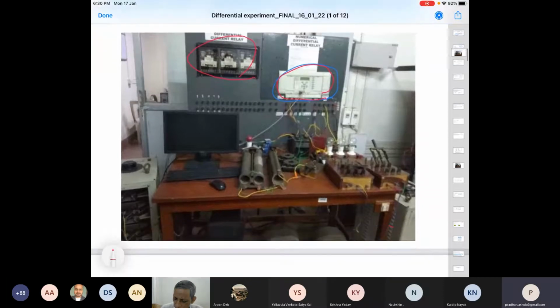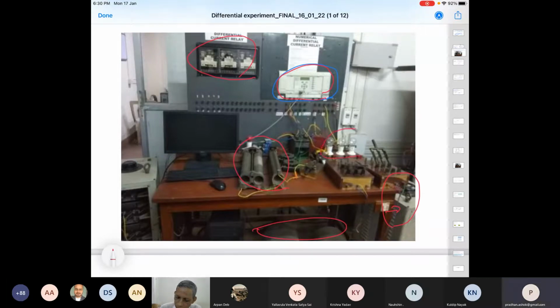We have a bank of three-phase transformers, 1 kVA each, on this side. And then we have some loads here also. These are some rheostats, and we have a specific region for them. I will tell you while going through the experimental explanation.